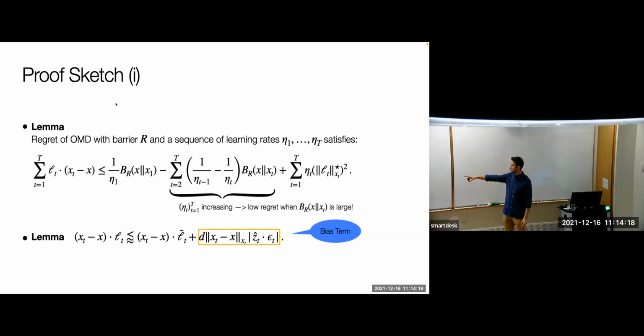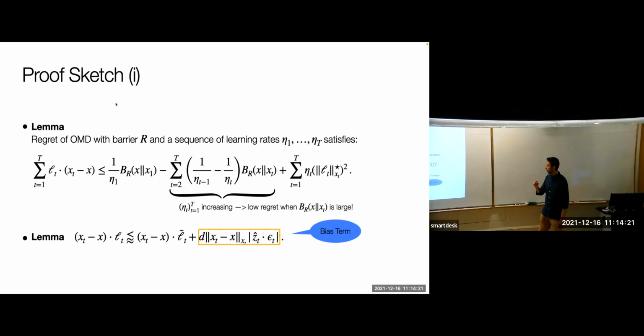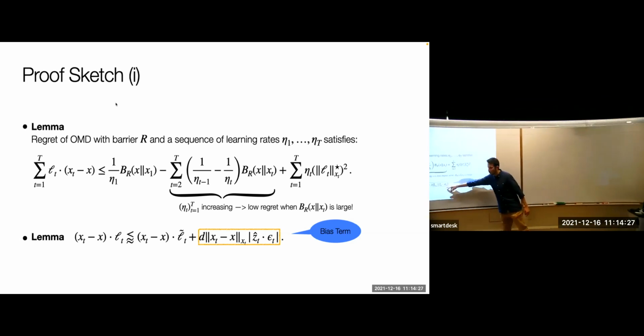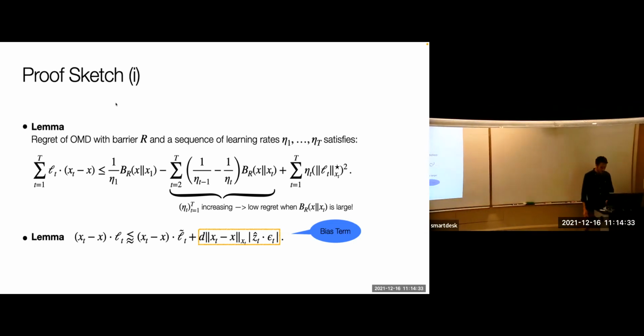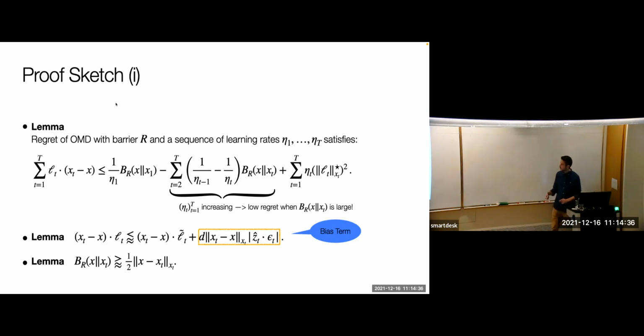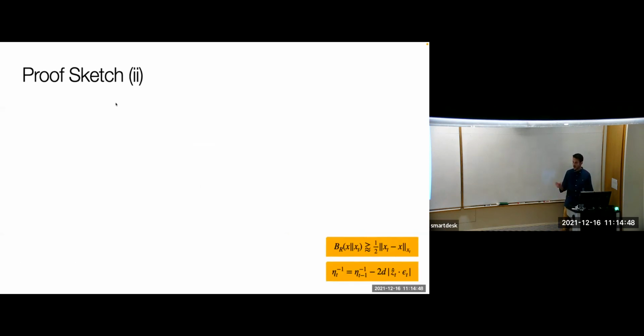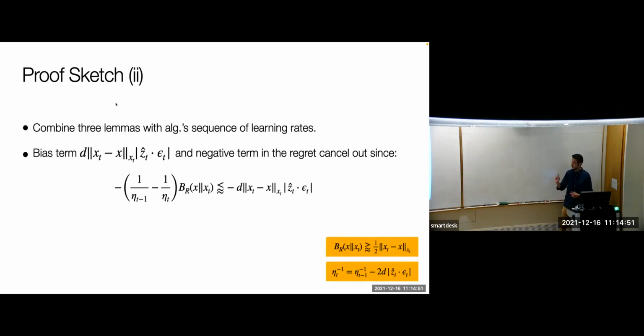Before I tell you why, I show this lemma that we bound the instantaneous regret at time T by the regret using the estimated loss, plus this bias term that scales with the error between Y_T and Z_T, and the distance in the local norm between X_T and my comparator X. And also recall that we have this lower bound between the Bregman divergence and the local norm distance. So all I have to do now is just combine these three lemmas and the way that we increase the learning rate. And I get that the bias term is canceled out by this negative term in the regret.